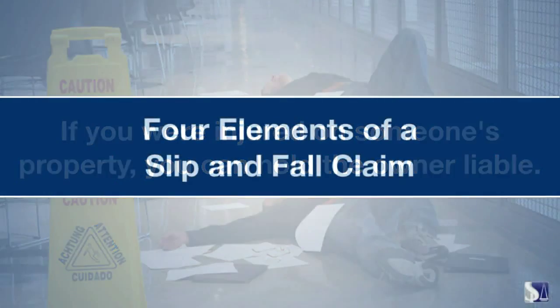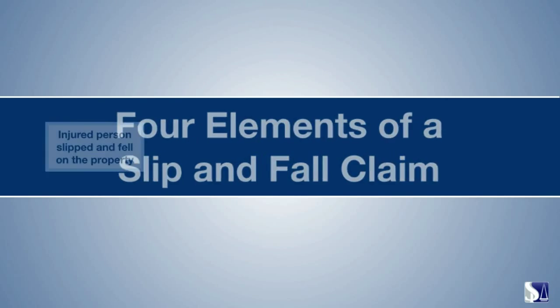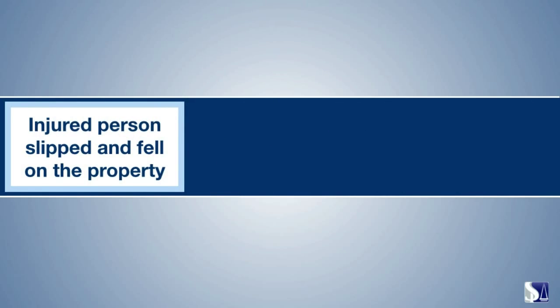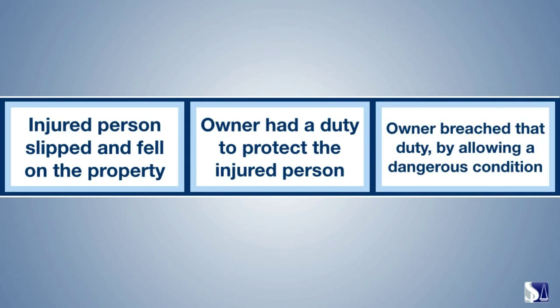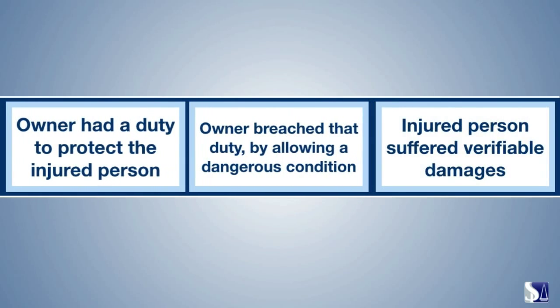Here are the 4 elements of a slip and fall claim. 1. The injured person slipped or tripped and fell on the property in question. 2. The property owner had a duty to protect the injured person from harm. 3. The owner breached that duty by allowing a dangerous condition to exist. And 4. The injured person suffered verifiable damages.